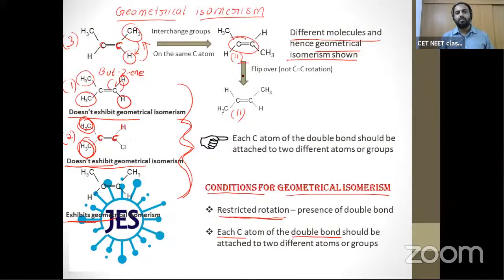Under geometrical isomerism, you get two different orientations, right? You get two different structures. That structure which has methyl groups on the opposite side of the double bond, you call it trans form. Trans in Latin means opposite, right across. Whereas that structure which has methyl groups on the same side, you call it the cis form. You therefore call geometrical isomerism also as cis trans isomerism.